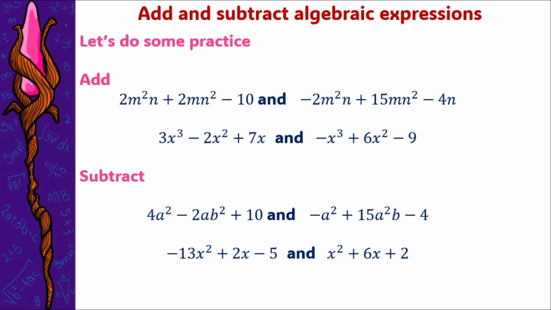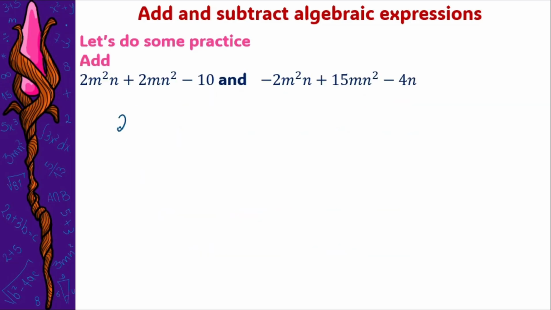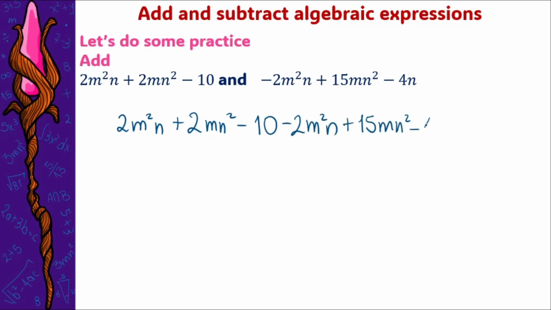Now it's your time to practice. Please, guys, pause the video, try to solve these ones, and then go back to the video to check your answers. Let's see this addition. 2m squared n plus 2mn squared minus 10. We are adding, so we don't have to change the sign. And then we look for like terms.